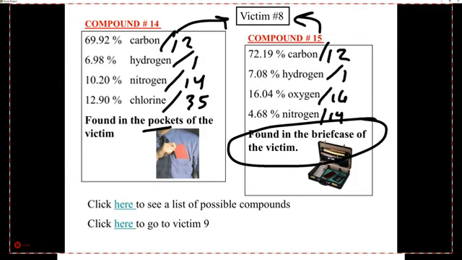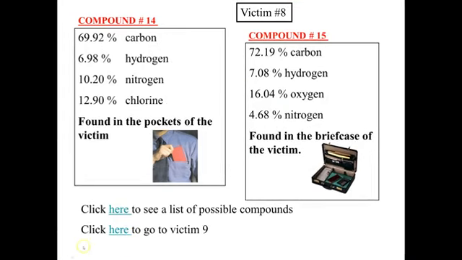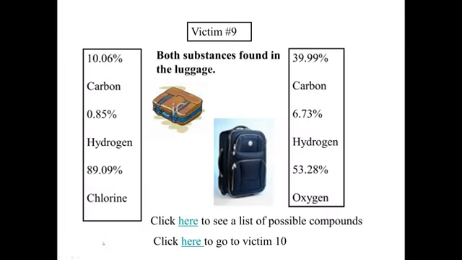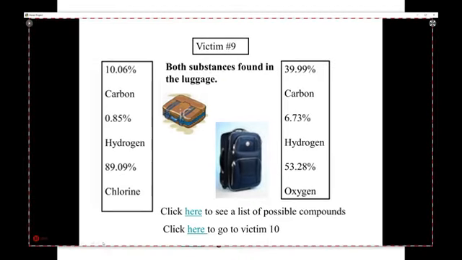All right. Oh, I thought there was only 8 victims. Maybe there's 9. Let's look at 9. I didn't even know there was 9. I thought there was only 8. Oops. Let's look at victim number 9. Oh, compound. Okay. So compound 16 and compound 17. We're going to need to do these two.